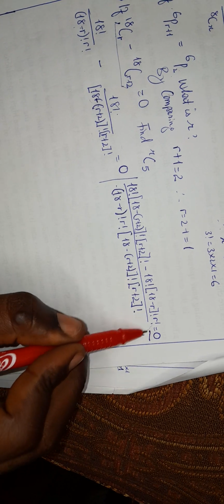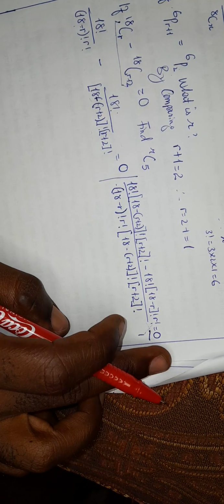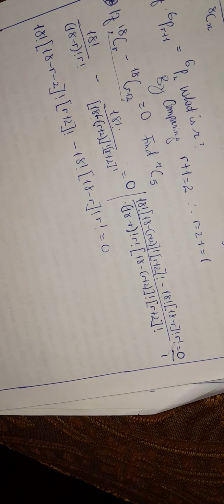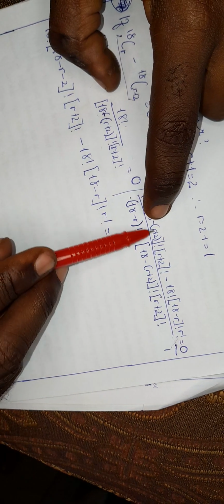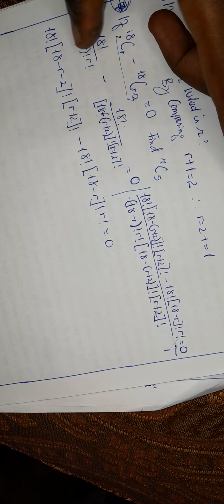So it means everything here at the denominator equals 0. If I cross multiply, 1 times everything here remains, and everything here times 0 equals 0. So it will look like this. The only difference is that I used this minus to open this bracket, so we're having minus r minus 2 here.